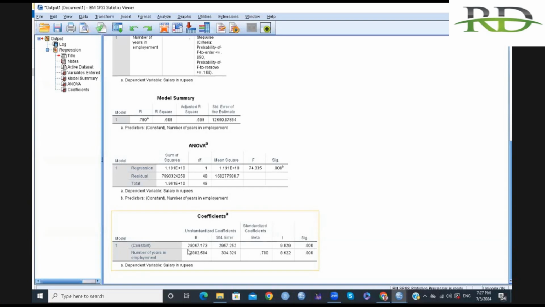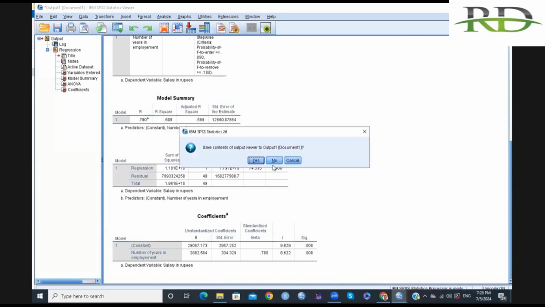So you can make the model or regression line that y is equal to this constant term plus this into x, that is, number of years of experience. Now if a new person comes with some experience, you can decide their salary through this model.